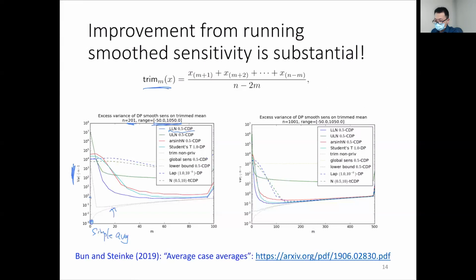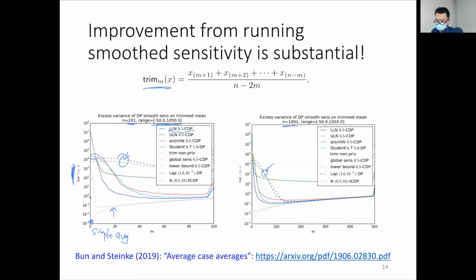When we increase the number of data points to 1,000, you can see that even when m is chosen to be relatively small, all these smooth sensitivity based algorithms are doing quite close to their non-private counterpart. I also wanted to show the comparison with the noise adding approach that calibrates noise according to global sensitivity. So these are these two dashed lines.